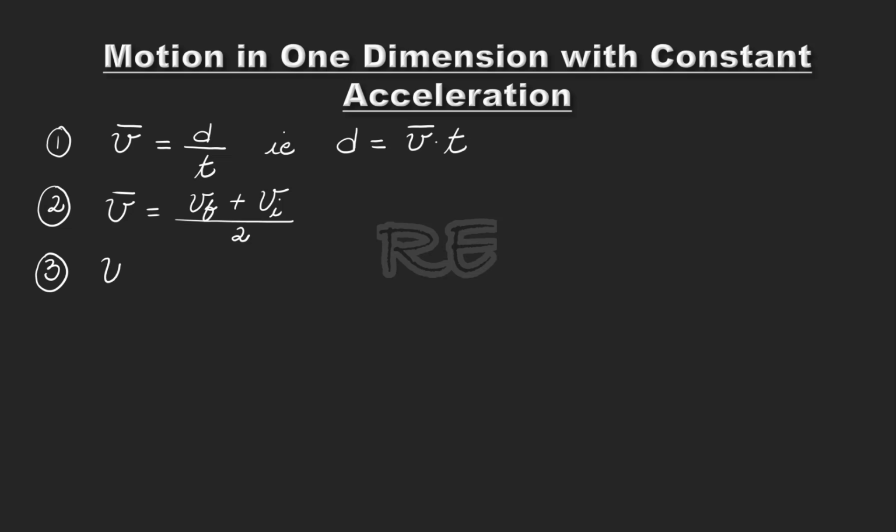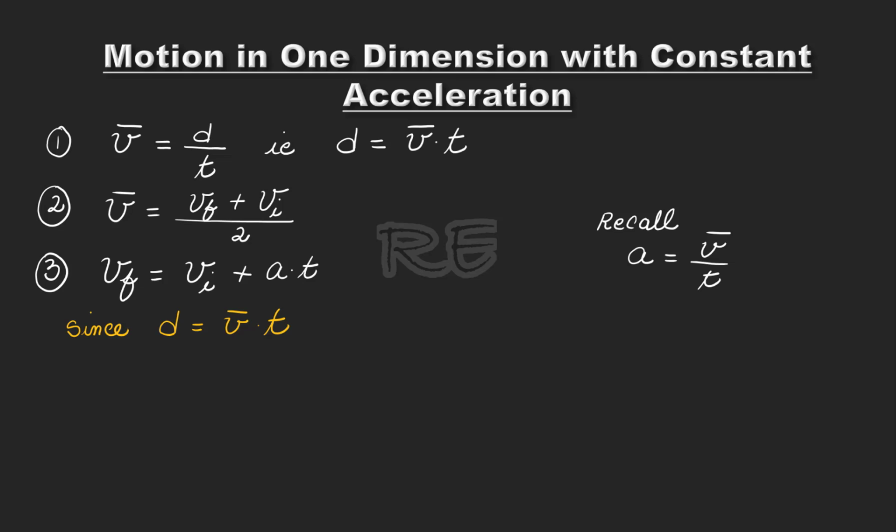Now, the final velocity is equal to the initial velocity plus acceleration times time. We call that acceleration is equal to the change in velocity divided by time, and it's measured in meters per second squared. Now we're going to play with those three formulas.